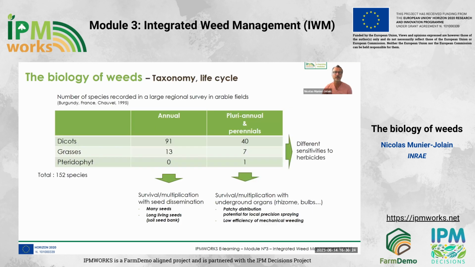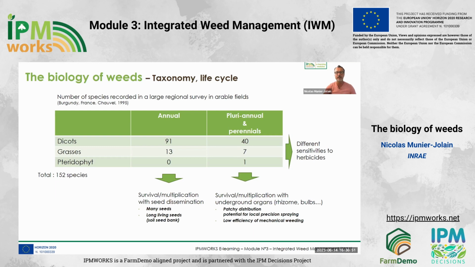And we will start with the life cycle and the taxonomy, with an example which comes from France, my country. This is an example of a large regional survey in arable fields where we listed the species found in the fields. We found a total of 152 species in the region, in arable fields.